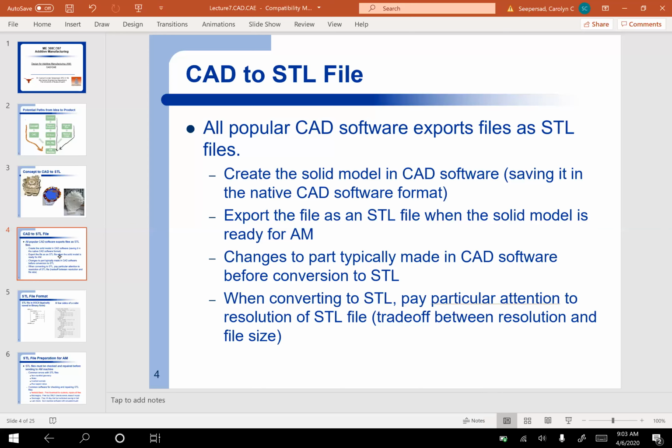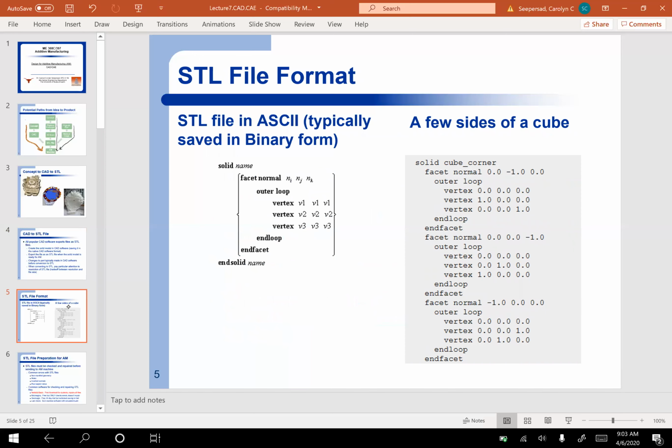So when we convert to an STL file, there are a couple of things we need to pay attention to. One is the resolution, and we'll talk a little bit about that later on. And then the other is to make sure there aren't any errors in your parts as well. But first, let's look and see what an STL file looks like, right?